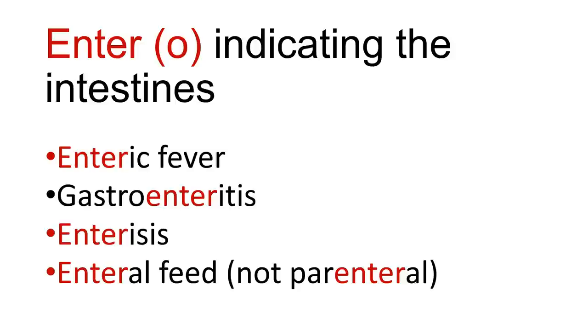Whereas parenteral, par, means beside. So parenteral really means not via the GI tract. So an enterally administered drug would be given via the gastrointestinal tract. If it was parenteral, it might be given intravenously or intramuscularly or subcutaneously. And that would be parenteral, not via the gastrointestinal tract.